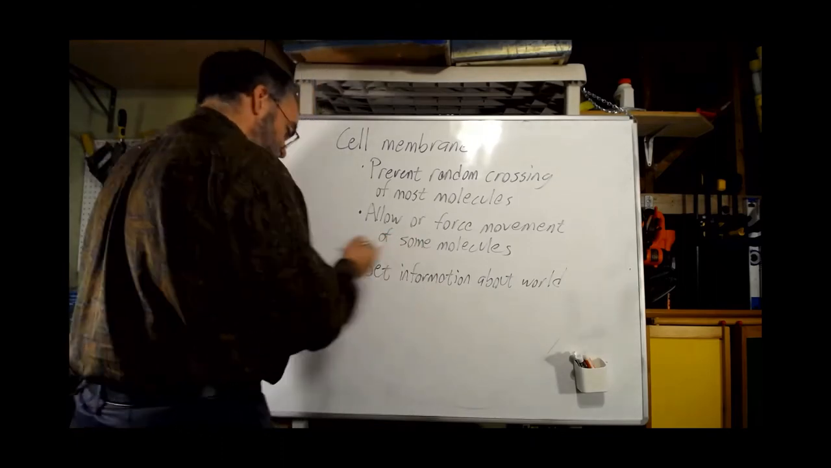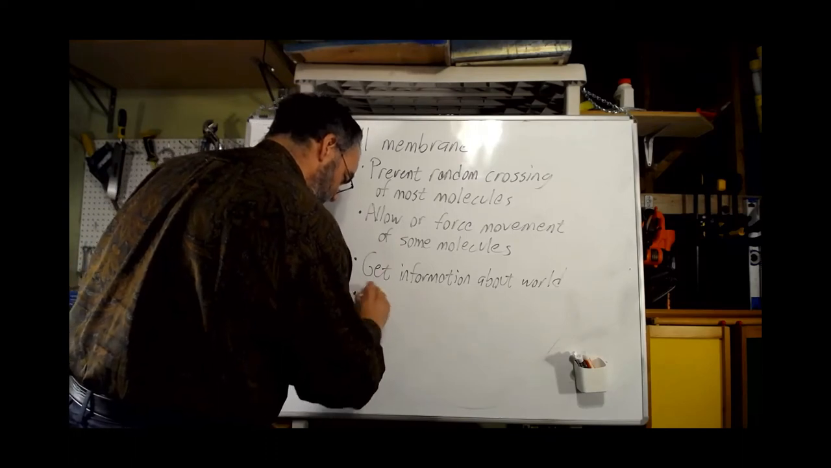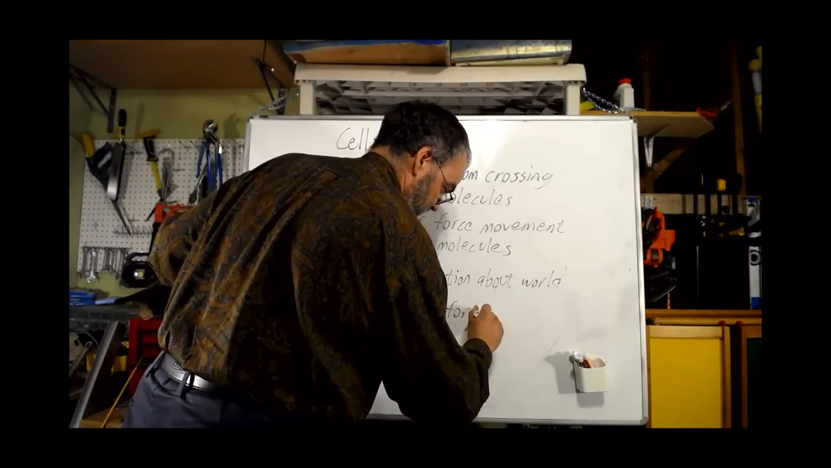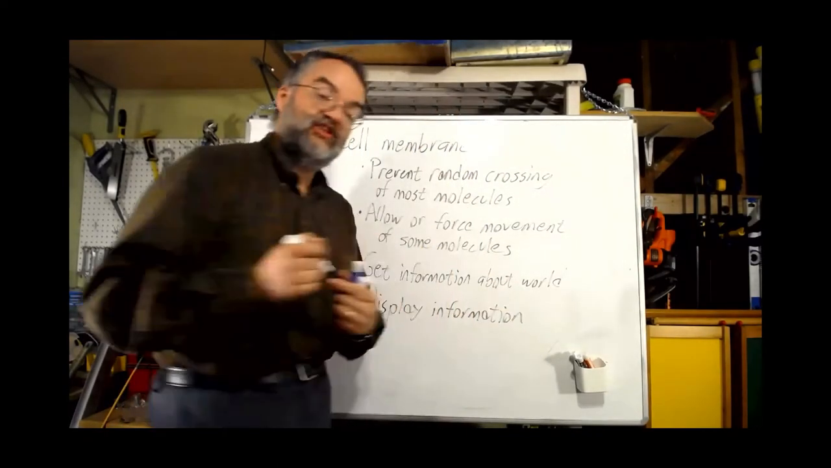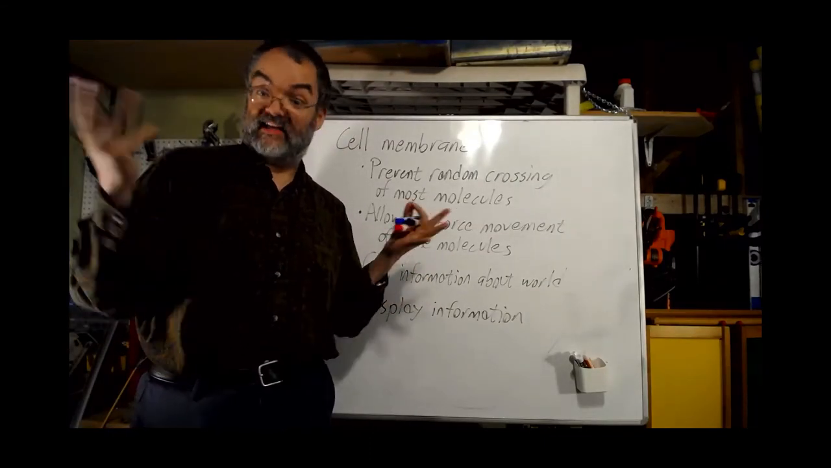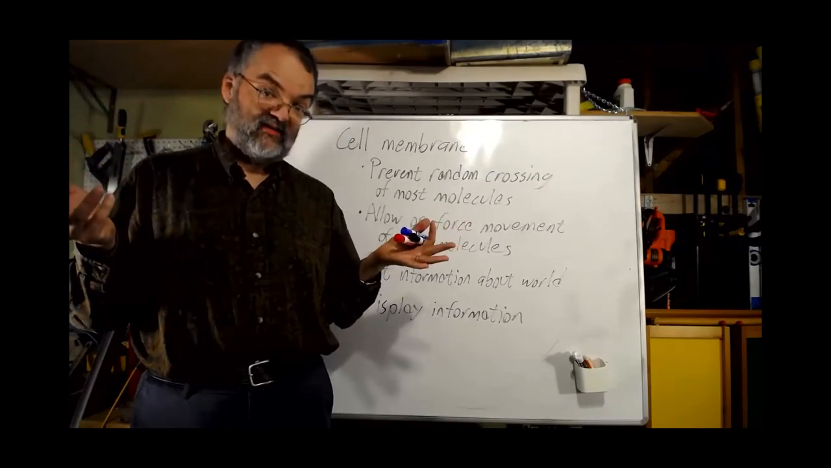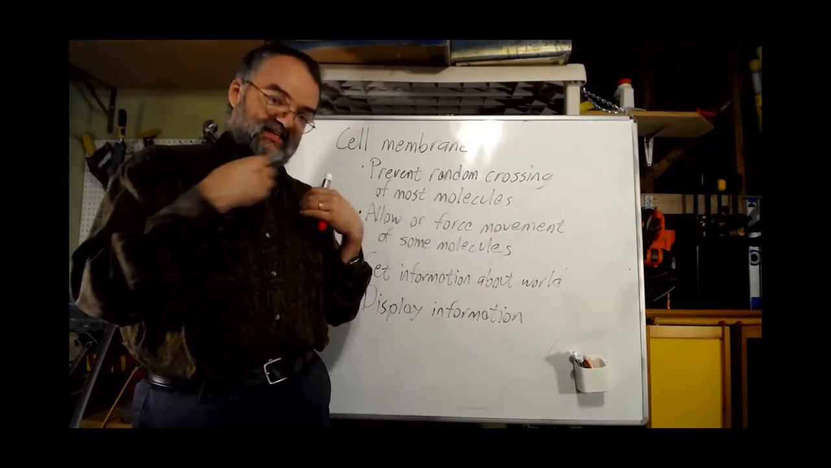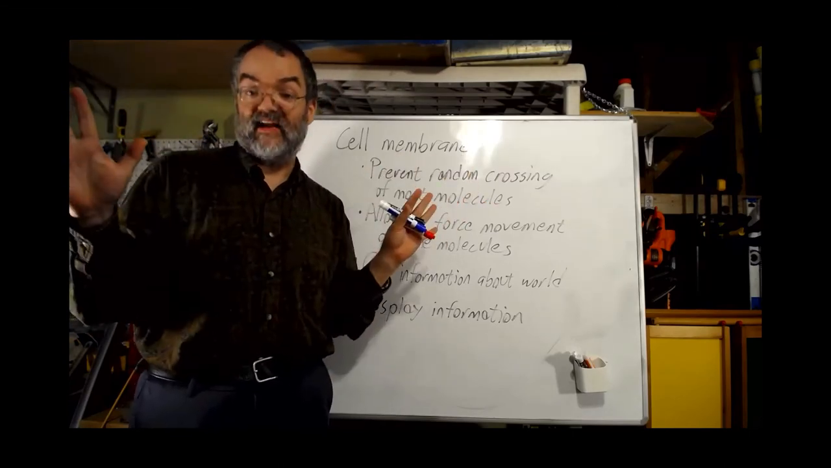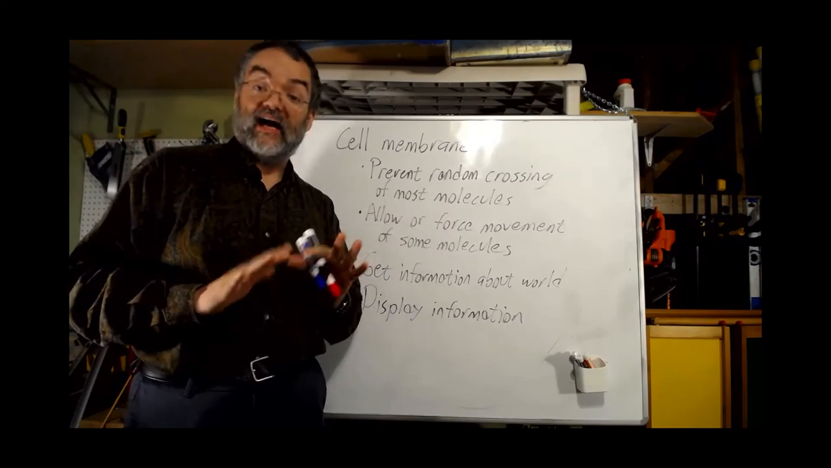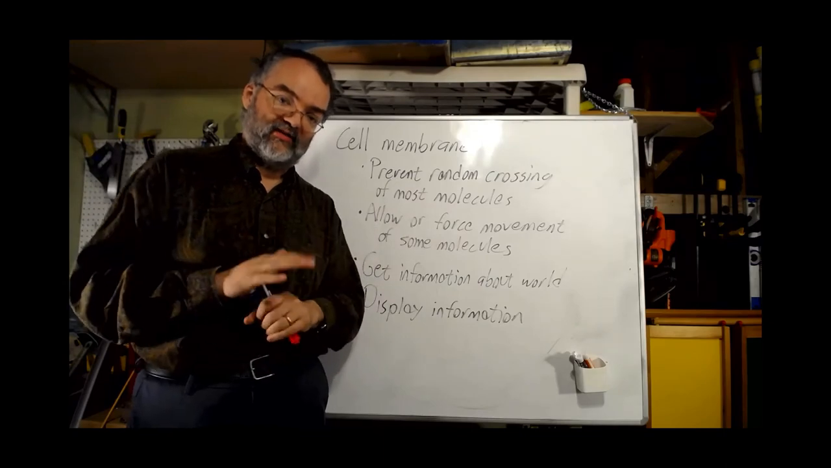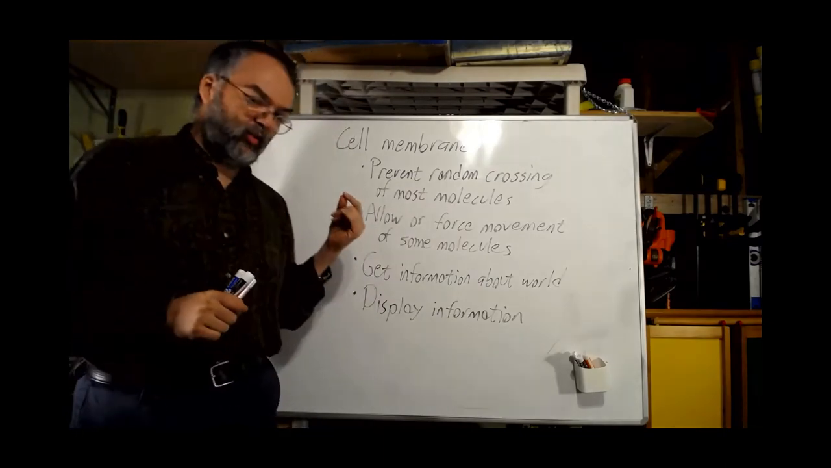We also need to be able to display information. Sometimes other cells need to know what's going on in this cell. For example, some other cell might need to know, am I a kidney cell or a brain cell or a blood cell? And they can't come in to interrogate the machinery in the cell, so the cell needs some way of putting information out there saying, here's what kind of cell I am. Here's what body I belong to. I have been invaded by a virus, or other information that's important for other cells to know about. So it's not just a wall.